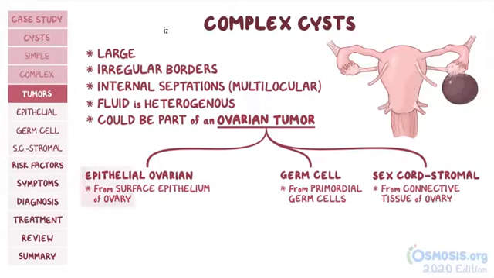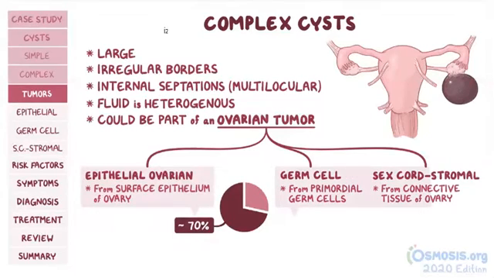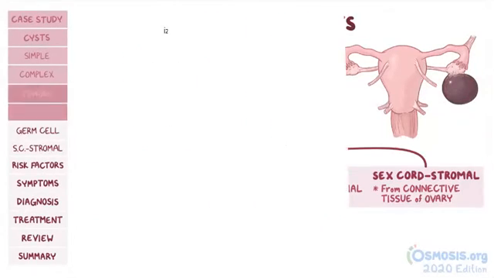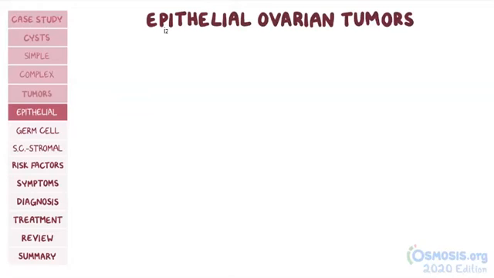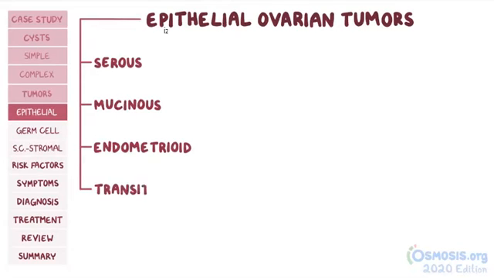For your exams, remember that epithelial tumors account for over 70% of all ovarian tumors. The other 30% comes from germ cell and sex cord stromal tumors. Epithelial ovarian tumors can be subdivided into 4 types: serous, mucinous, endometrioid, and transitional.